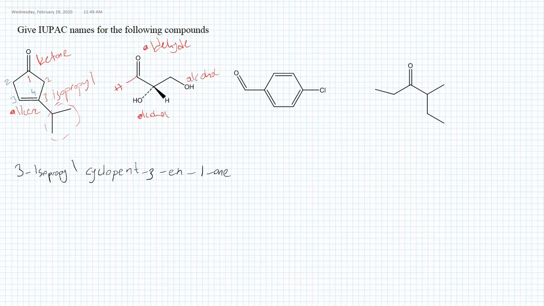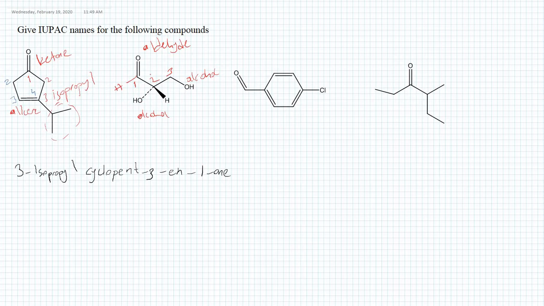Another thing, let's number the carbons. So this is number 1. The carbonyl carbon is number 1 in aldehydes all the time. So this is the 2nd carbon, this is the 3rd carbon. The 2nd carbon is a chiral carbon, so we have to designate R or S configuration for the 2nd carbon.